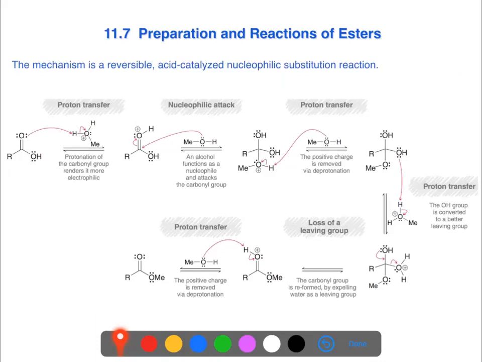Now, the Fischer esterification process is a little bit lengthier than what we've seen previously, but the same two core steps, the same two arrow pushing patterns that we've observed for nucleophilic acyl substitution, are also important in this mechanism. They are the nucleophilic attack and loss of a leaving group. The only difference between this mechanism and what we've seen previously is that there are additional proton transfer steps. And so let's look at this one in more detail.